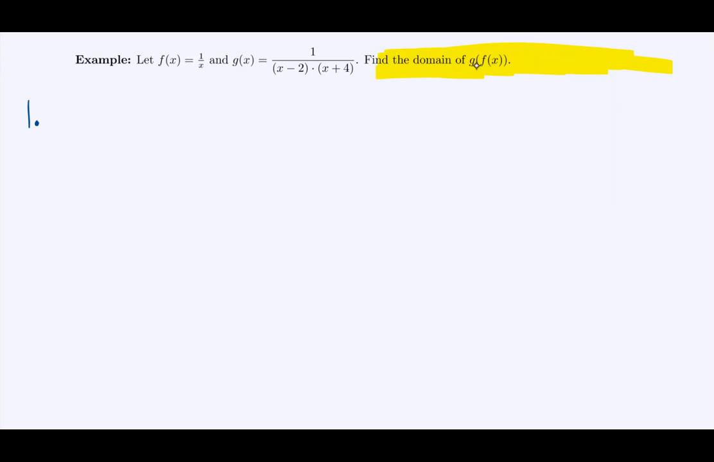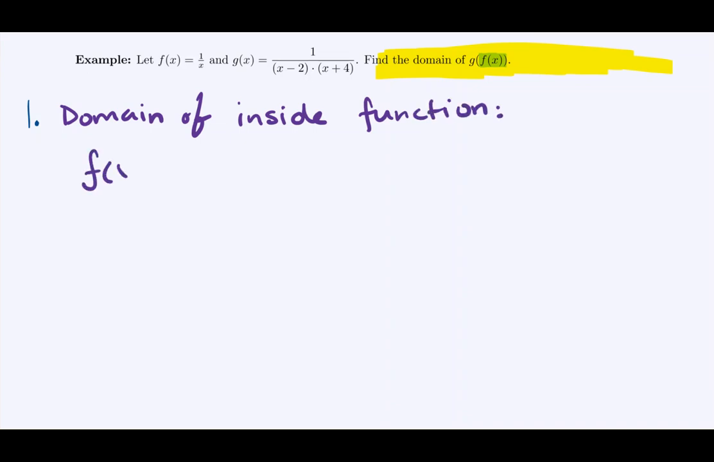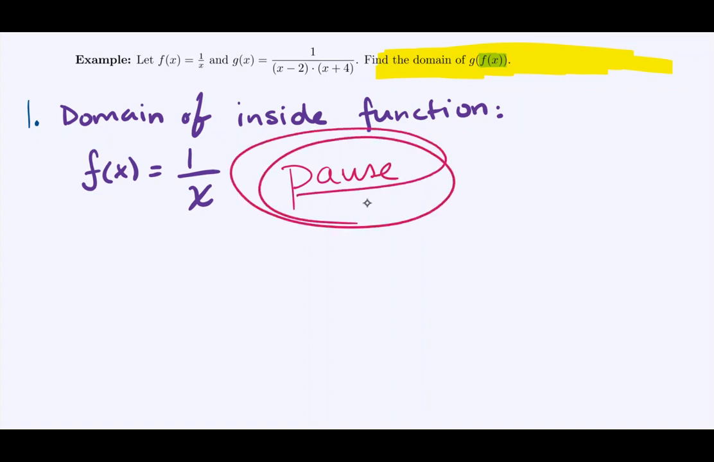Which is the inside function based on the notation? Identify that for yourself. f of x is inside the parentheses, right? So it's the inside function. So the first step is to find the domain of the inside function, which for us is f of x. Okay, take a moment to pause the video and write out the domain of 1 over x, both in a number line and an interval notation.